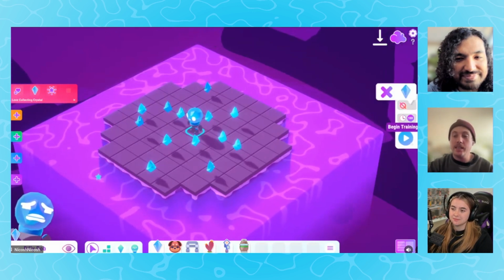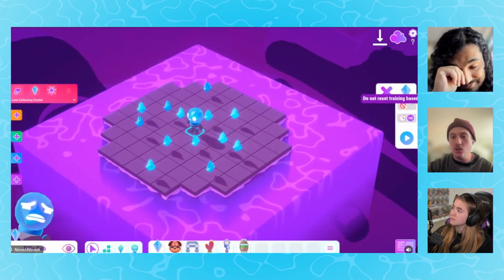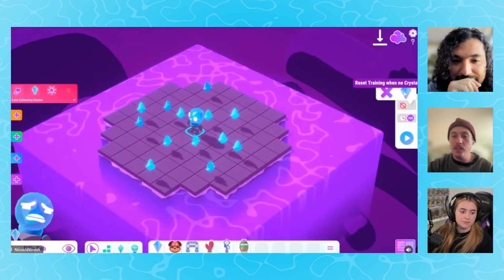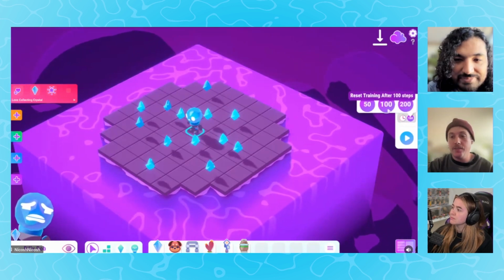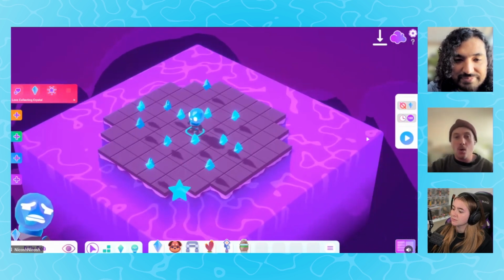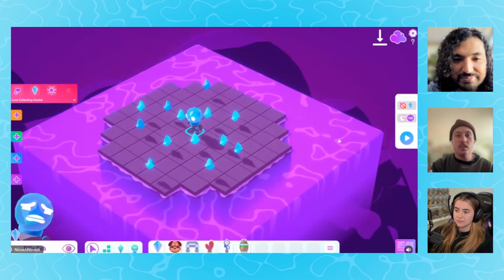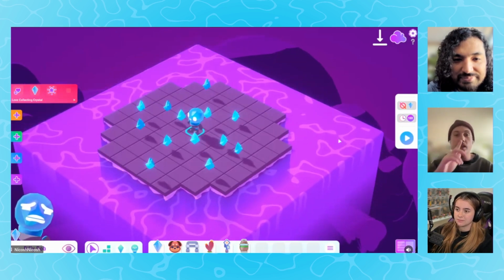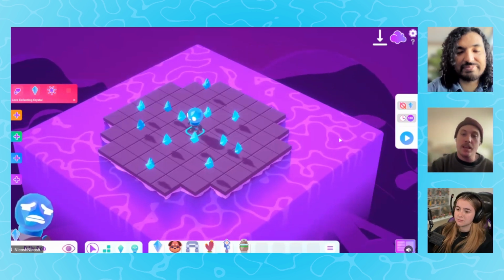This page over here is your training settings. This means reset training when no crystals are left, and also reset the training after 100 steps. It's important to reset the training so that your animo always has something to learn about. If you didn't reset the training and it collected the crystals, it could just wander around forever and ever and never pick up any rewards. So we've got to make sure that they collect rewards.